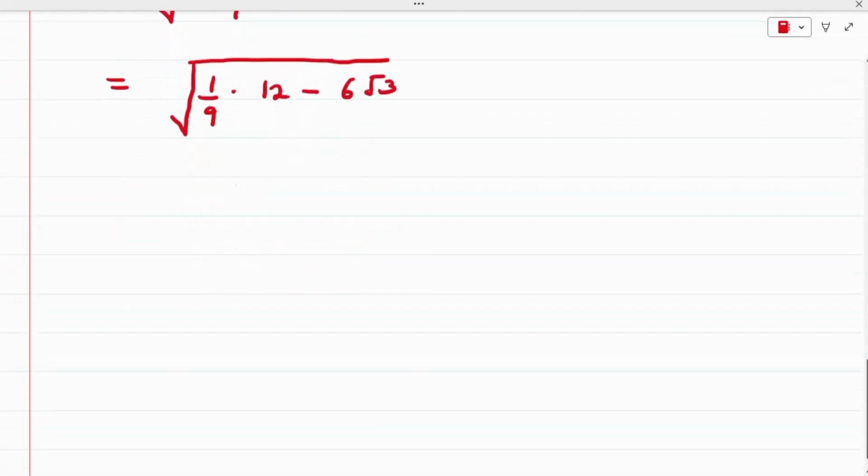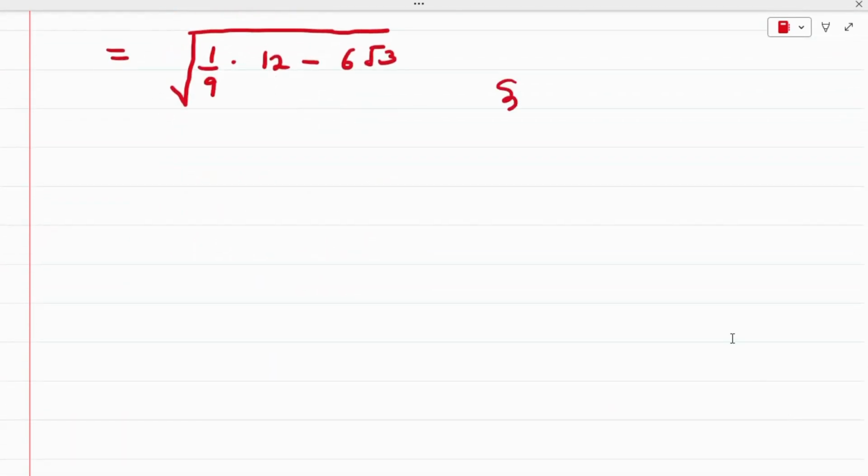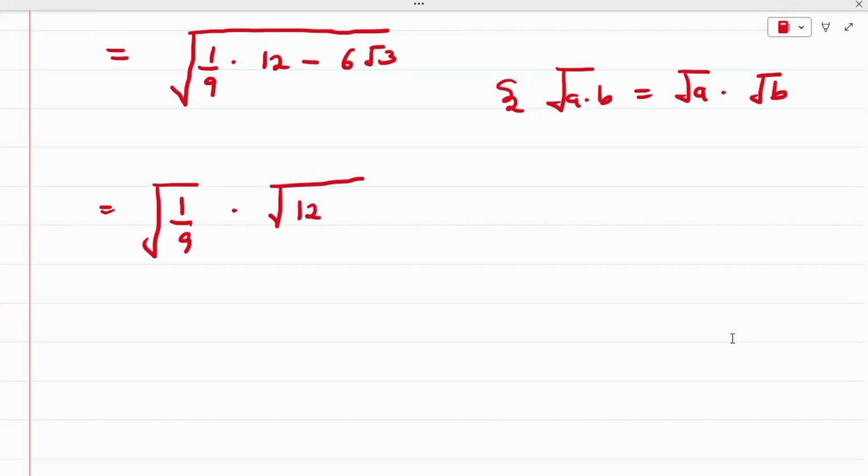So from here, we want to simply recall this property that says if we have the root of a multiply b, this is equal to the root of a multiply the root of b, right? So we want to simply express this right here in this expression. So doing that, we have this to be the root of 1 over 9 multiply the root of 12 minus 6 root 3. Okay, so the root of 1 over 9 is going to give us 1 over 3 multiply the root of 12 minus 6 root 3.